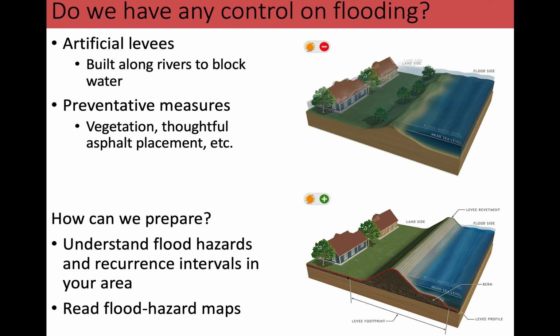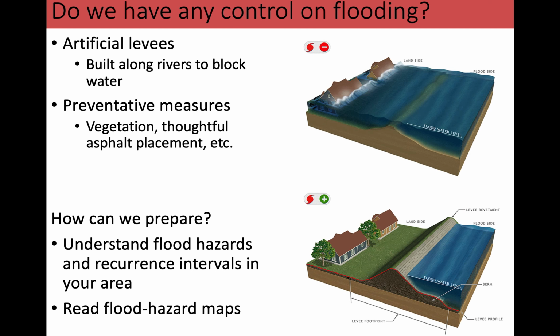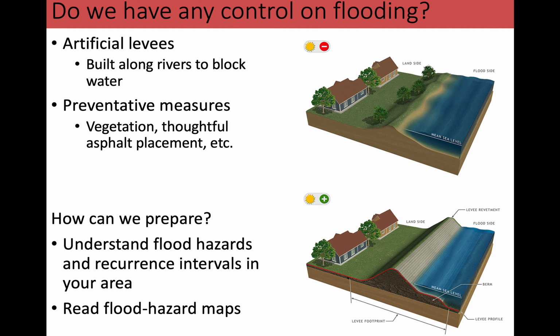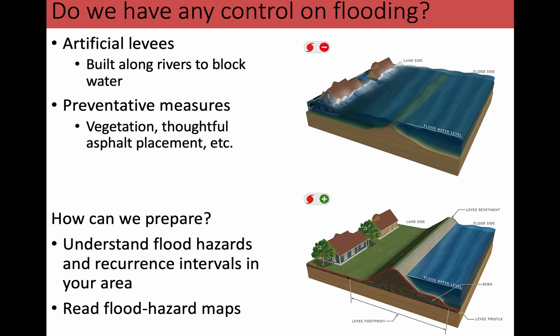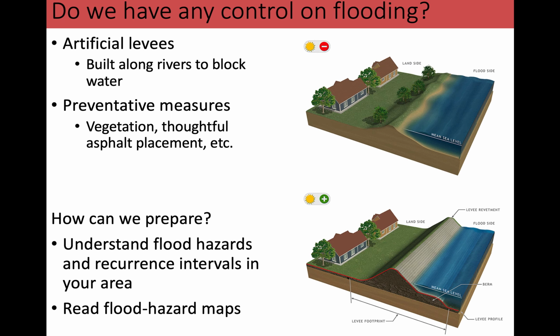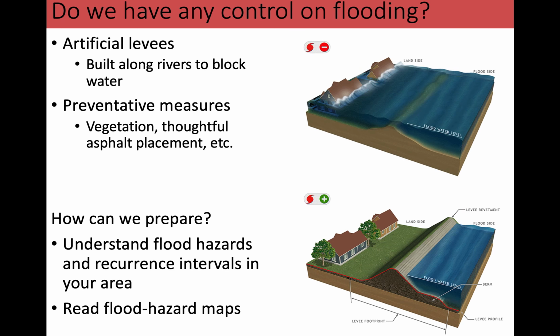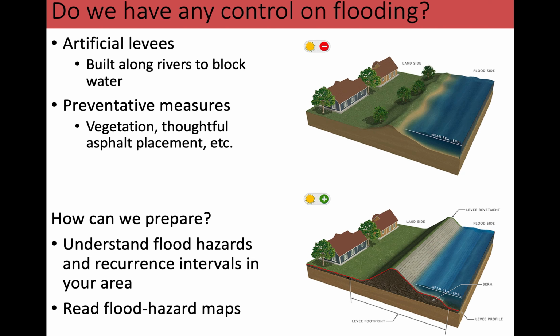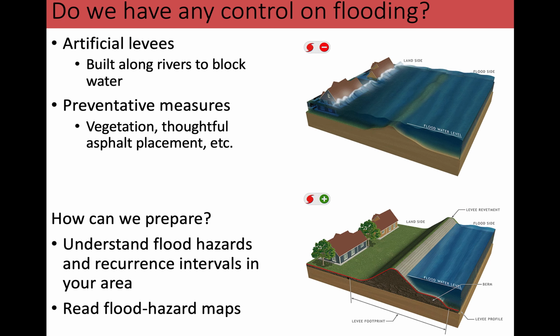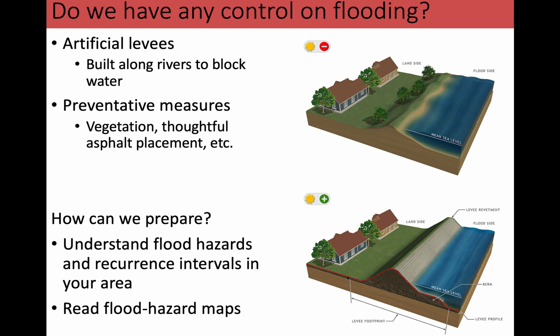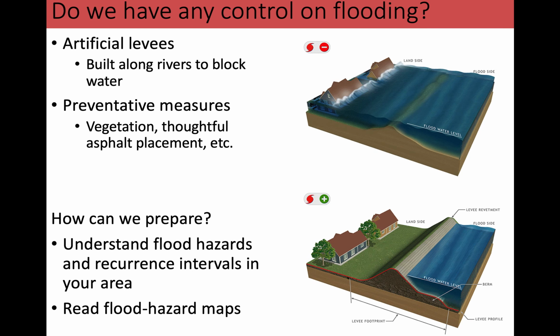So to prepare for a flood, really, the only thing that you can do personally is to be aware of your area. So be aware of the flood hazard. Be aware of recurrence intervals. Look at a flood hazard map. Know if flooding has happened in the past in your area, so that you can be prepared, or you can understand what might happen again.